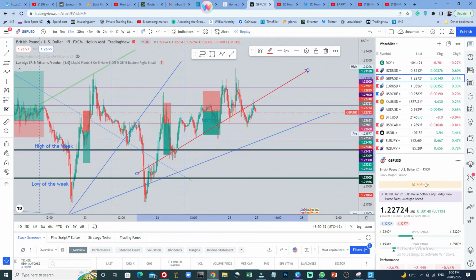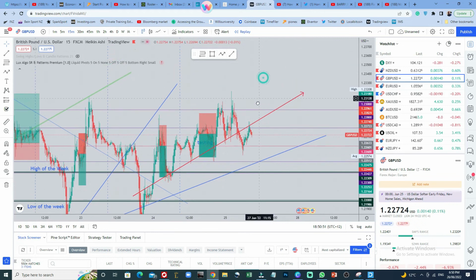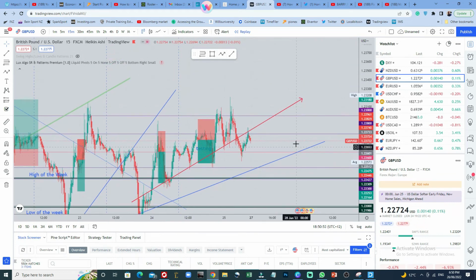Okay, I think it's so. Yeah, it's US dollar softening earlier Friday. New home sales, Michigan ahead. So earlier Friday, you can see the market is pushing to the upside, meaning that the US dollar is getting weak. So let's see what's going to happen when news comes out on Monday or Tuesday. When the market starts, we'll see how it goes.